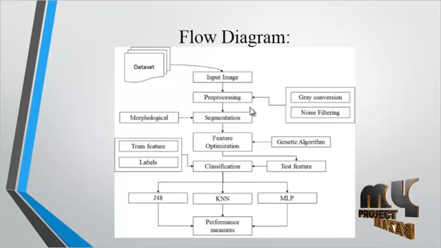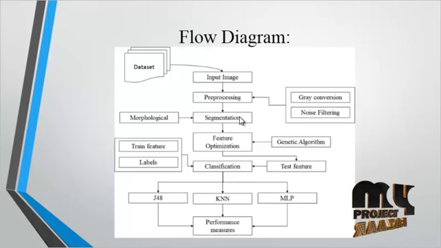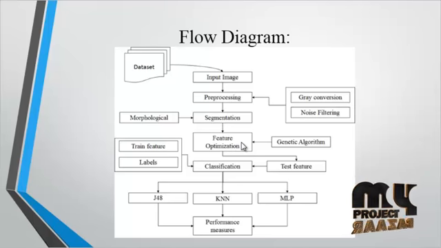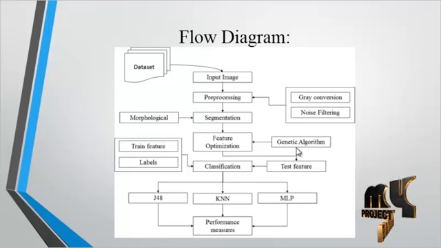After the pre-processing, the segmentation is carried out. The segmentation is carried out using the morphological operation. This is the main algorithm used to segment the brain region. After the segmentation, feature extraction is carried out. In the feature extraction, the feature data is collected from the image and then saved as a feature. Then the feature optimization is carried out using the genetic algorithm.